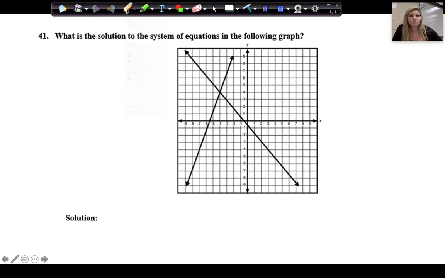Okay, what is the solution? Remember, the solution is where they cross. If they don't cross at all, your answer would be no solution. But they cross at this point right here. So our x value is negative 4. We have to go over to negative 4 and then up to positive 4. So negative 4, positive 4 is our solution.